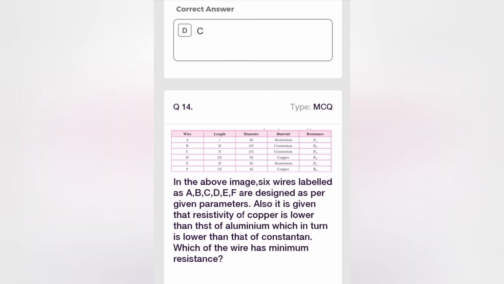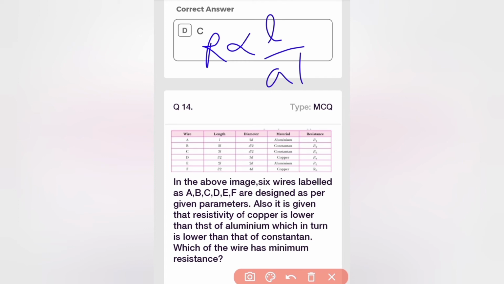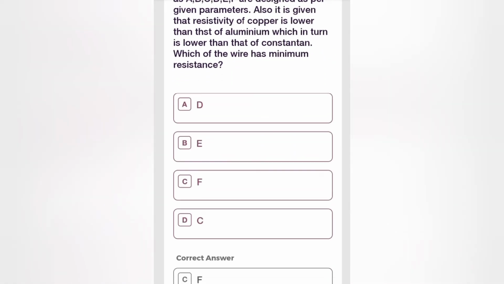Here in this problem, which of the wire has minimum resistance? Minimum resistance means area should be more, so that the resistance will be less. Area should be more, thickness should be more. Which has got more thickness? Here the diameter 4D, okay, and the length is decreased. By decreasing the length, what happens? Resistance will also reduce. So option F will be the correct answer to get the minimum resistance. Option F.